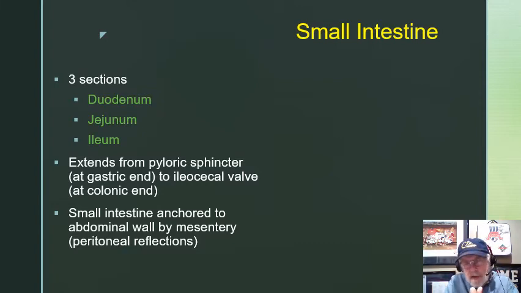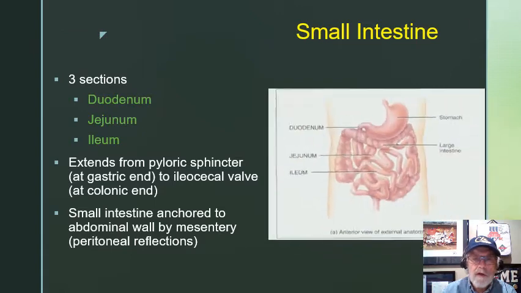And then the peritoneum covers over all the organs. That's what we call the visceral peritoneum. Parietal peritoneum covers the inside of the abdominal wall, and visceral peritoneum covers all the other tissues.